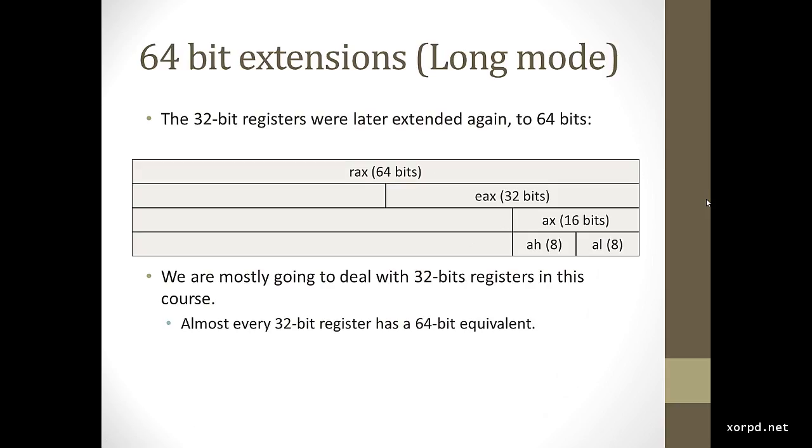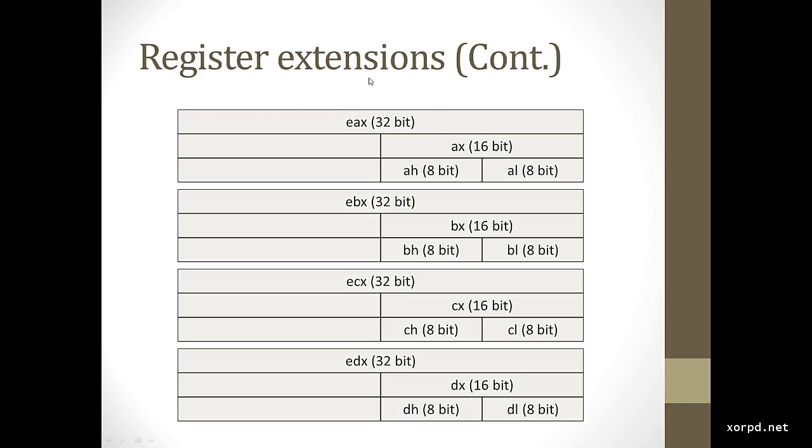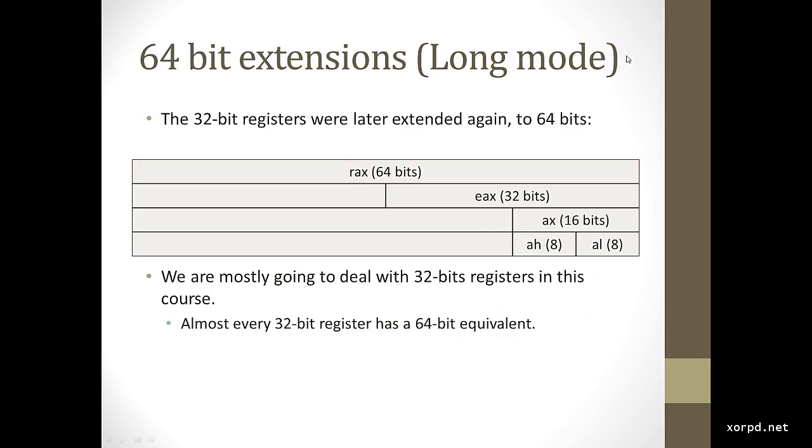64-bit extensions, also known as long mode. The 32-bit registers were later extended again to 64 bits. And it looks something like this. If we take the previous picture of EAX, try to remember how it looks. The 64-bit case is just an extension of it. We can see the original EAX, which is split into AX and the higher part, and finally into AH and AL. And this EAX is only half of the RAX register, which is made of 64 bits.